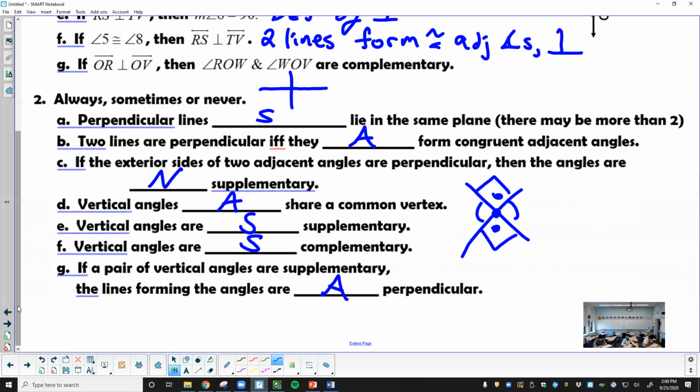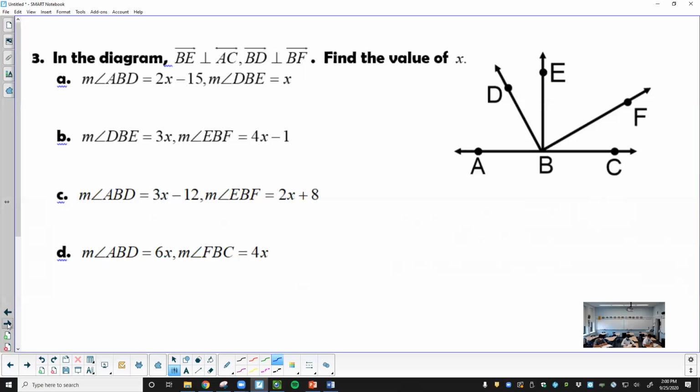Questions on the sometimes, always, never? Everybody with us on that? All right, let's go to the next section. So this is just a little bit of application, okay?